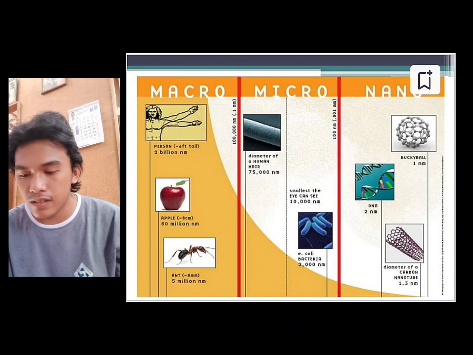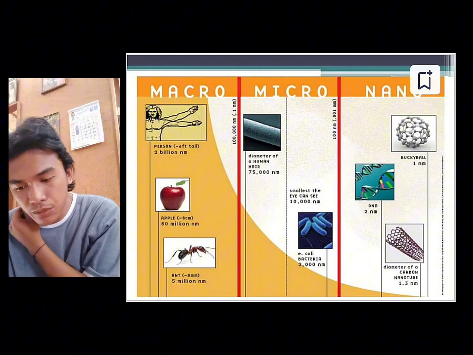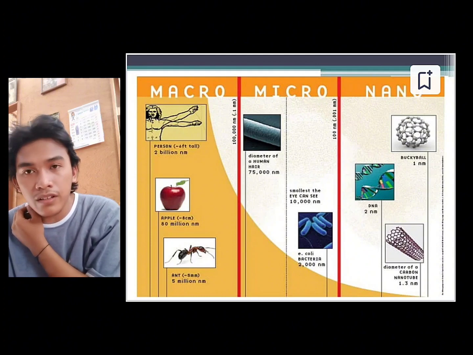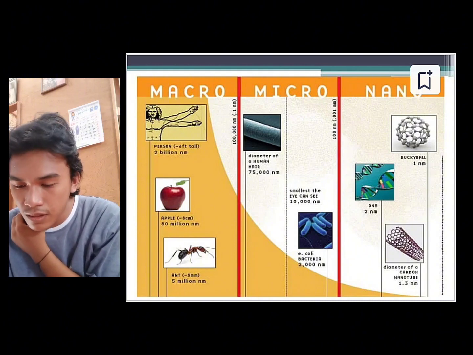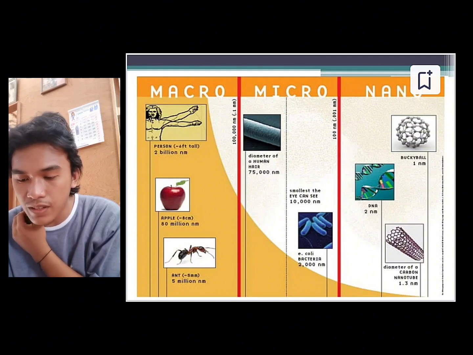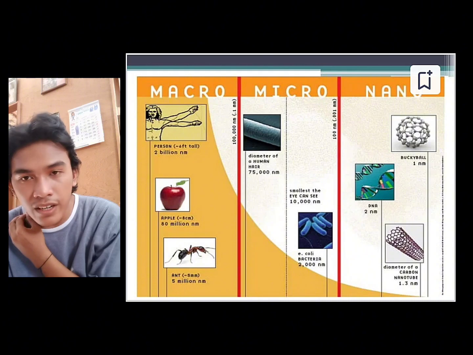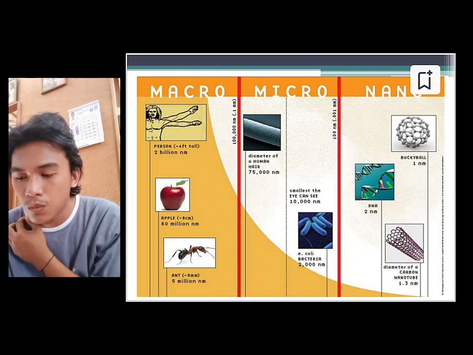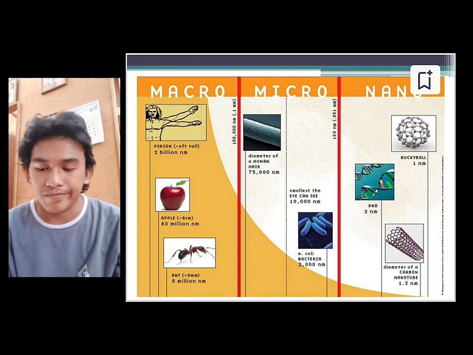In the macro scale, a person is equal to 2 billion nanometers, then the apple is 80 million nanometers, while the ant is 5 million nanometers. While in micro, the diameter of a human hair is 75,000 nanometers. The smallest that I can see is 10,000 nanometers, while the E. coli bacteria is 20 nanometers. While in nano, a buckyball is 1 nanometer, DNA is 2 nanometers, and the diameter of a carbon nanotube is 1.3 nanometers.